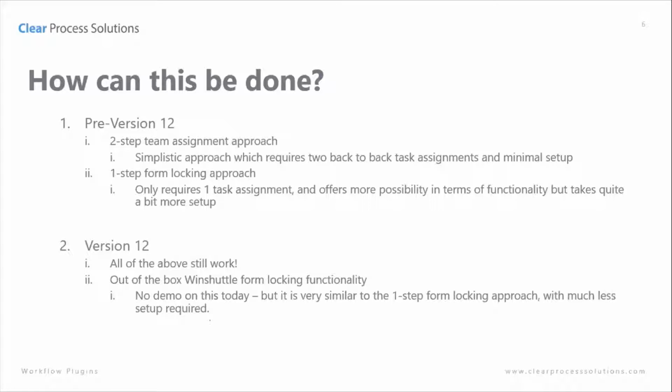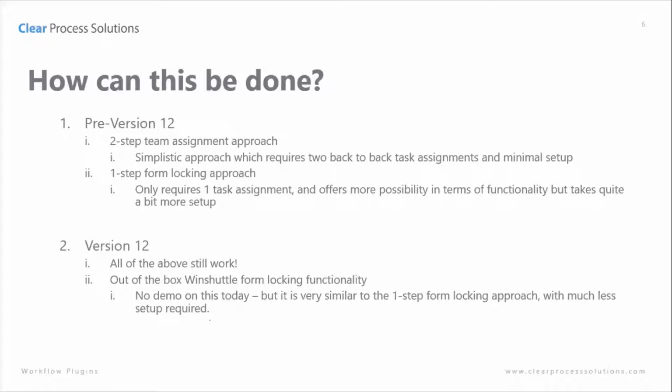So pre-version 12, there's 2 options you have. There is a 2-step team assignment approach, which is a very simplistic approach, which requires 2 back-to-back assignments and pretty minimal setup to get it functioning. So I've seen in the past clients not wanting to go with the 2-step approach because it can be a bit convoluted, as a user will have to take ownership by approving one task and then they'll see another task automatically pop up in their queue, which is what they actually have to action. So having 1 step back to back and 2 different tasks can be a little bit confusing.